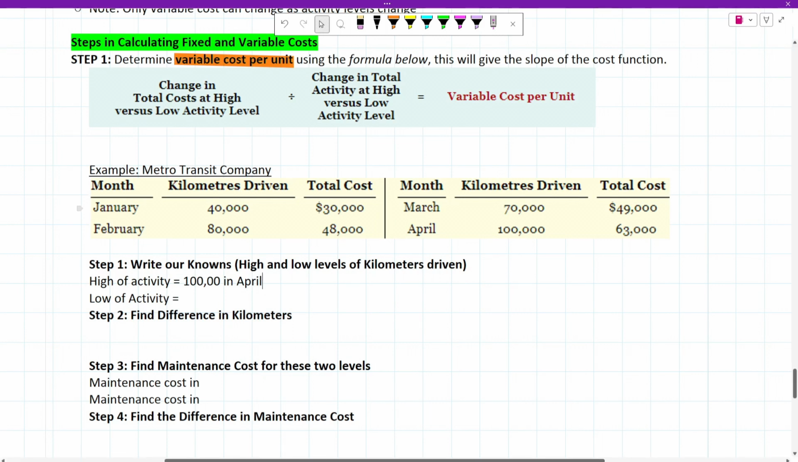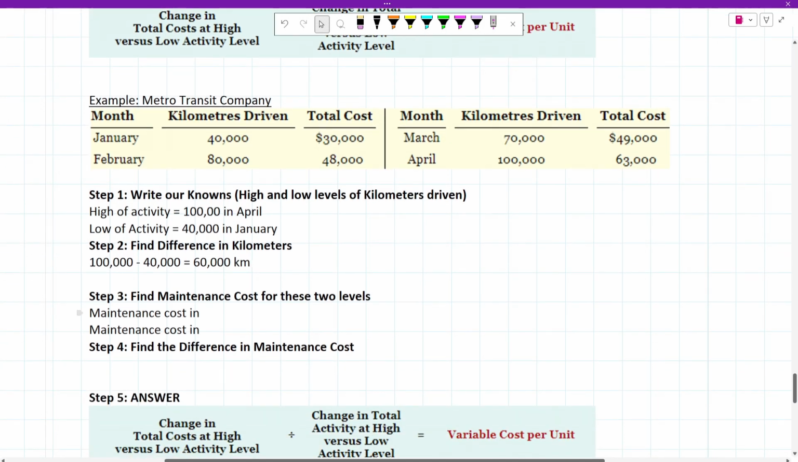All right, so for the low of activity, we do the exact same thing. Look at the two columns and find the low. We have 40,000, 80,000, and 70,000. Which one's the lowest? It's 40,000 in January. Now step two is to find the difference in the kilometers. We have 100,000 minus 40,000, which gives us 60,000 kilometers.